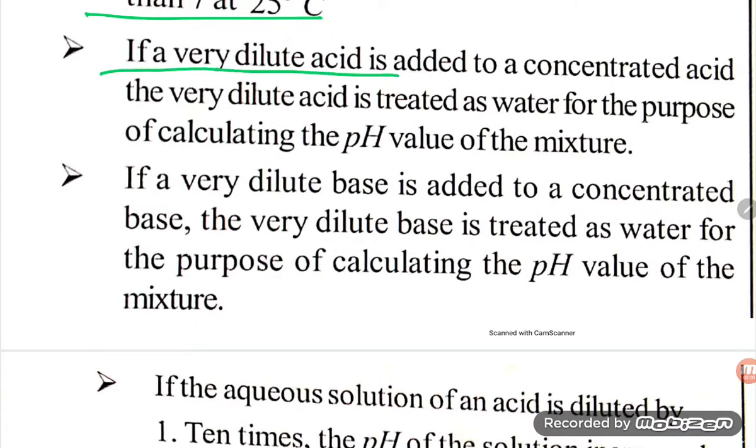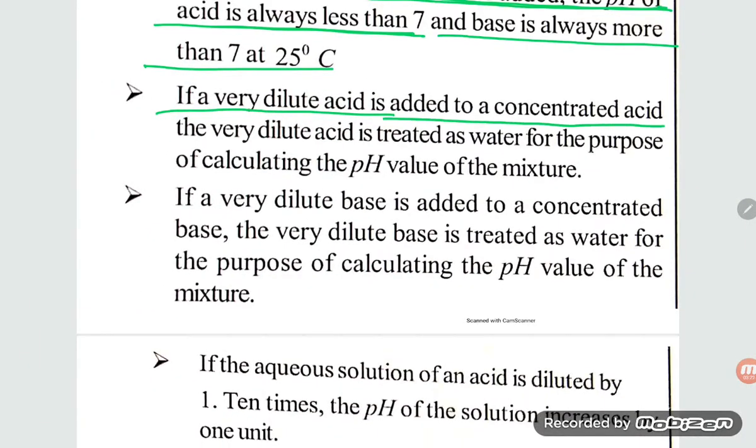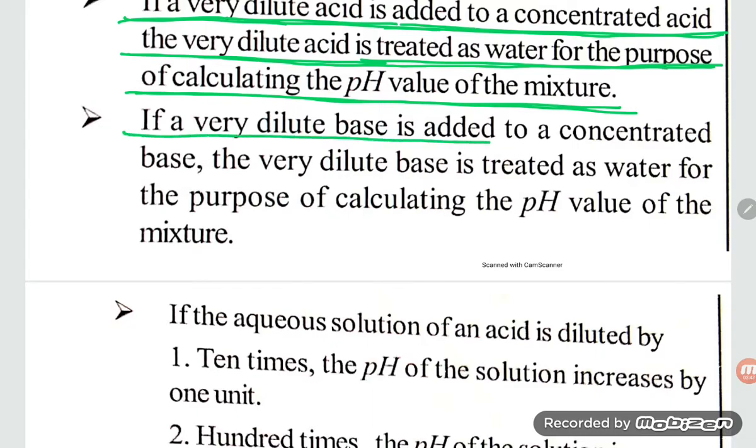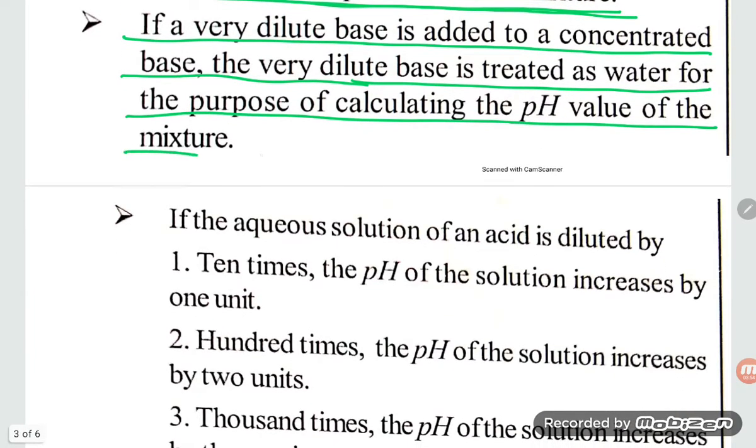If a very dilute acid is added to a concentrated acid, the very dilute acid is treated as water for the purpose of calculating the pH value of the mixture. Similarly, if a very dilute base is added to a concentrated base, the very dilute base is treated as water for the purpose of calculating the pH value of the mixture.